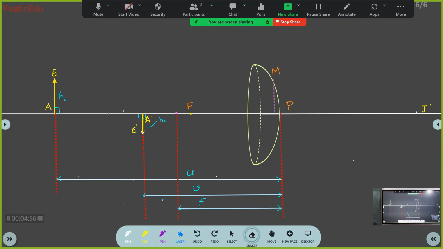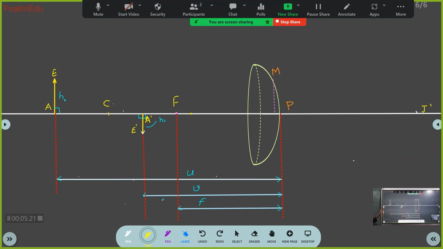I'm talking about the object. Yes. So you see a mirror, and our marker, the pole of the mirror, and then the focus. Of course, I have marked the principal focus for you, right? And the center of curvature is here.